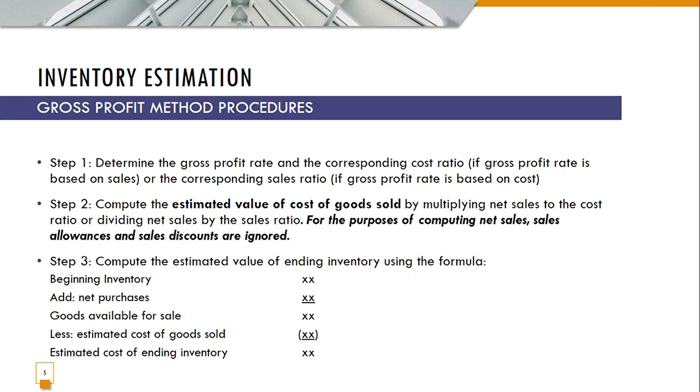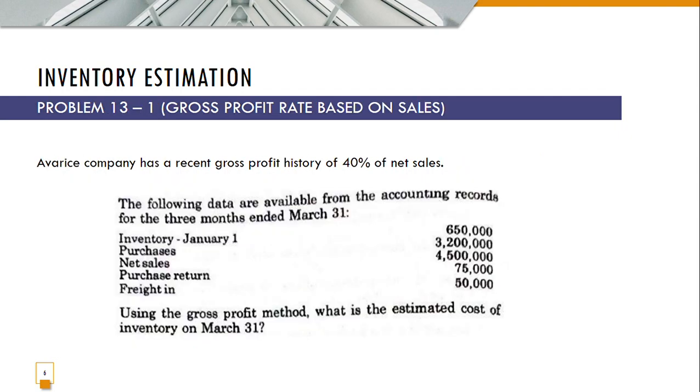Step 3, you have to compute the estimated value of ending inventory using the formula of beginning inventory. You add on net purchases to get the goods available for sale during the period. You deduct your estimated cost of goods sold that you got in step 2, and then you compute the estimated cost of ending inventory.